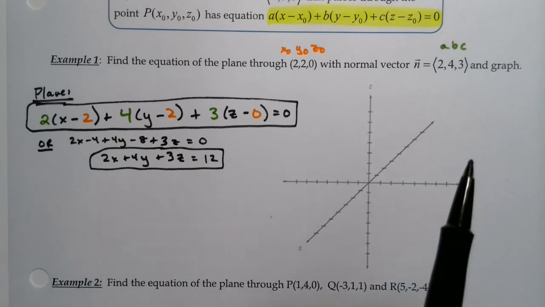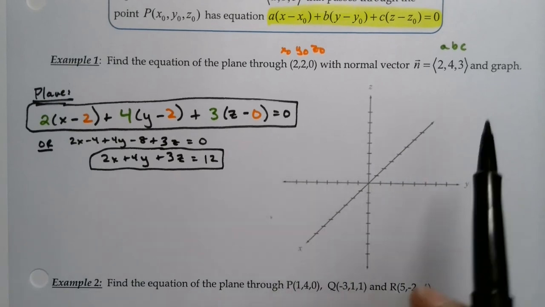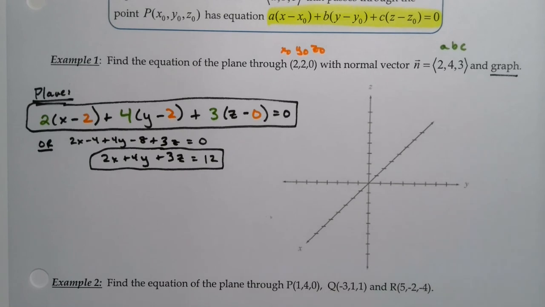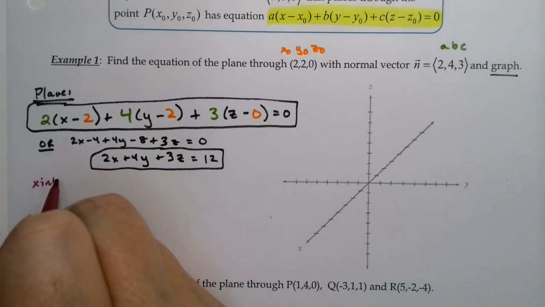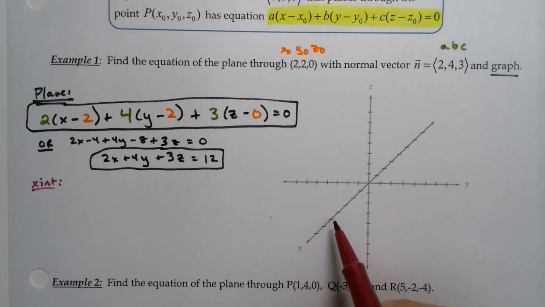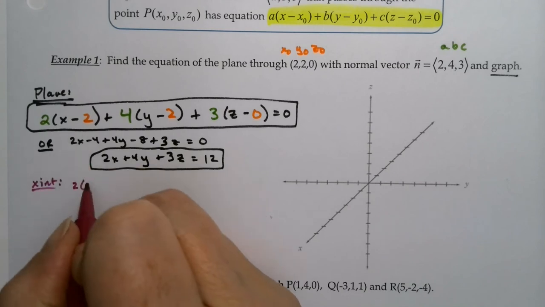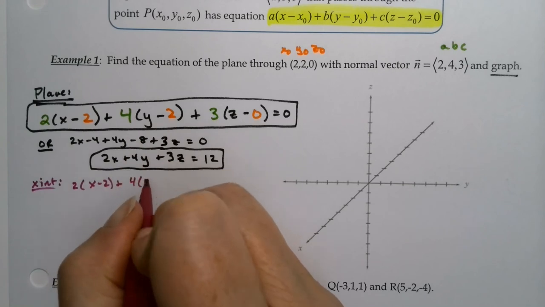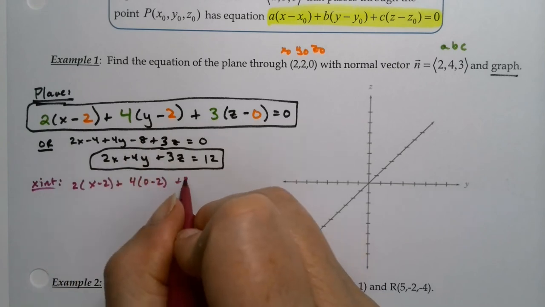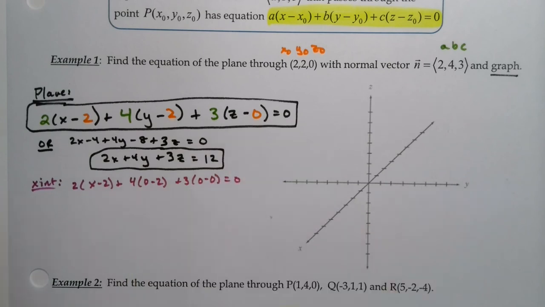All right, now we want to graph this plane, because they want us to graph it. And this is one type of 3D graph that you can be expected to do. So one of the things you want to think about is your intercepts. If I have the x-intercept, if I'm on the x-axis, then my y value and my z value are 0. So it would be 2 times x minus 2 plus 4 times 0 minus 2 plus 3 times 0 minus 0 equals 0.